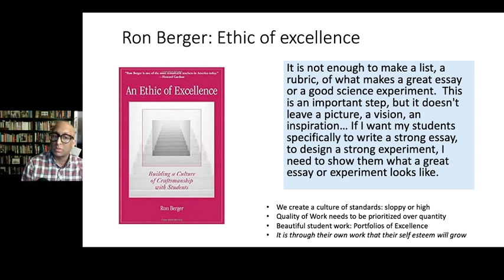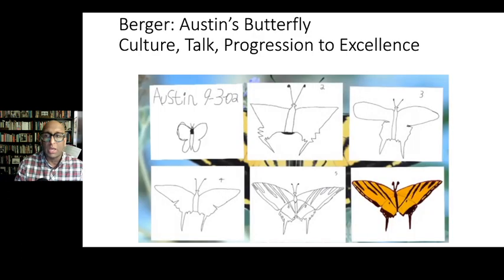We are in a system that seems to prioritize quantity, that students create beautiful work, portfolios of excellence, things that show off really what it is that they can do and what they're expected to do. And it is through their own work that their self-esteem will grow, for Berger. He really sees that notion of growth mindsets and the esteem of excellence and perseverance really coming from the work itself. And it's a book worth looking at.